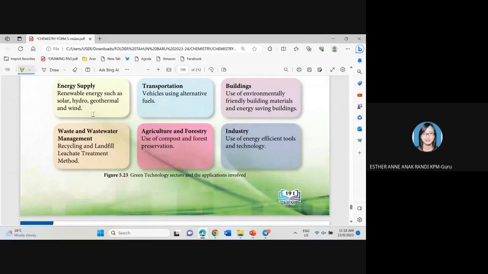Okay, next we use green technology in transportation. Okay, for example, instead of using fossil fuels, kita guna apa? Kita guna hydrogen, contohnya ART. Okay, some vehicles now start to use electric. Okay, we have electric cars now. Okay, in other countries they start to use biofuel. Now, other than that, we have buildings, okay, environmentally friendly building materials and energy saving buildings.